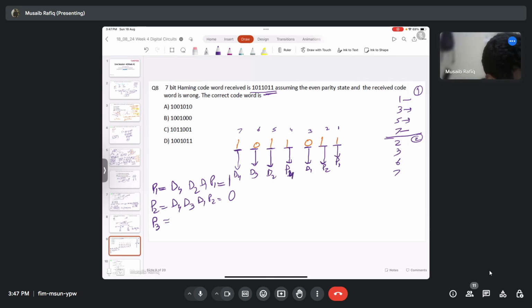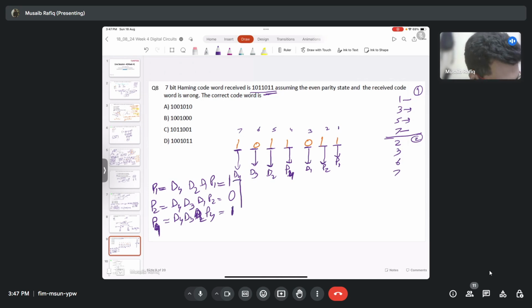Here it's P4 rather than writing P3. So for P4 I have to check D4, D3, D2 and P4. Sorry, D2 and P4. So it is 1011. So three ones are there. It's odd. So it will be again an error.